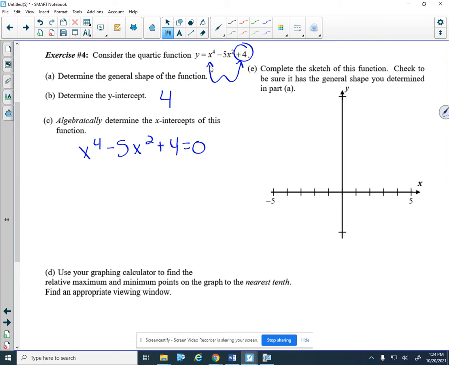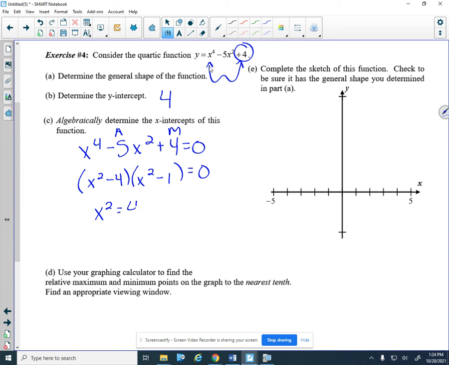Now this is one of those with that x to the fourth, x squared, and a constant. So we're finding numbers that add and multiply to negative 5 and 4. And then in the front of my parentheses, I'm going to put an x squared. So those numbers that work are negative 4 and negative 1. These are both incomplete quadratics. So I'm just going to solve them.